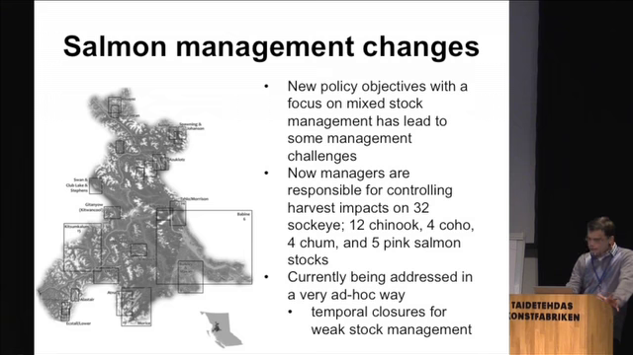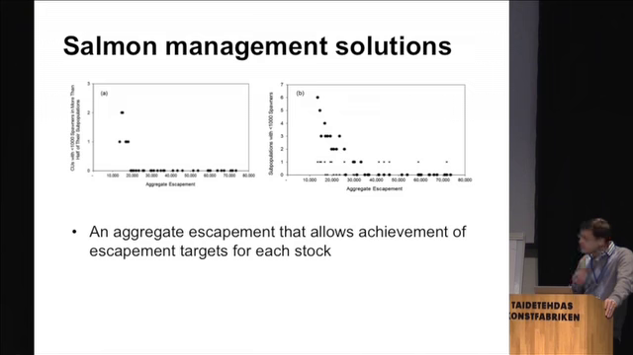So how can we move beyond ad hoc temporal closures? There's a couple of ideas. The main one is to use a stationary functional relationship between stock size and your harvest in order to meet some multi-stock objective. This is an example of a figure from a coho salmon analysis where they were examining the aggregate escapement required in order to meet those stock-specific escapement targets.